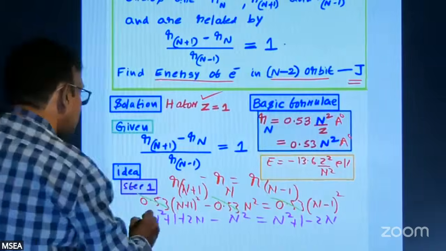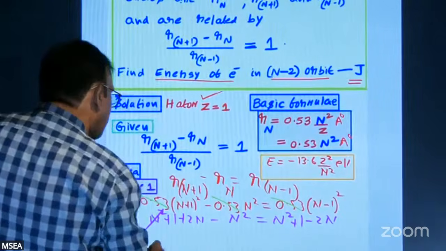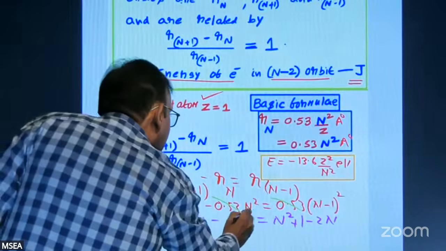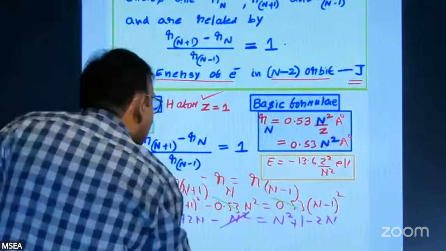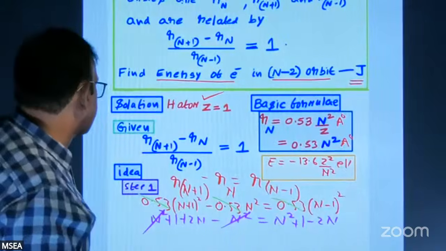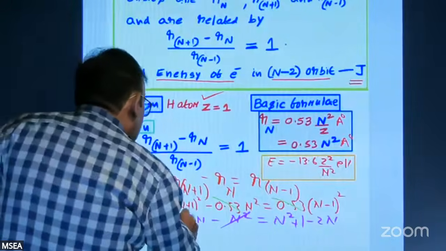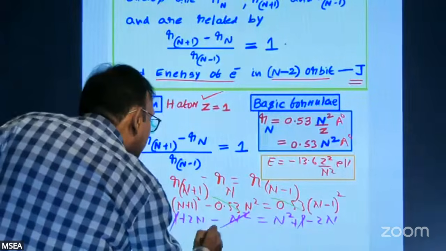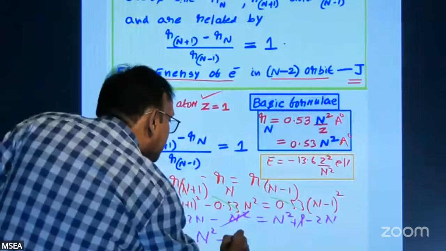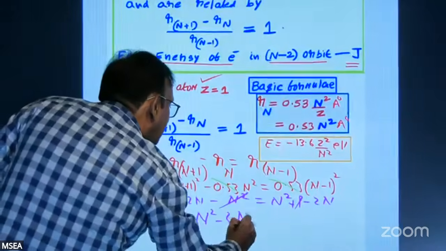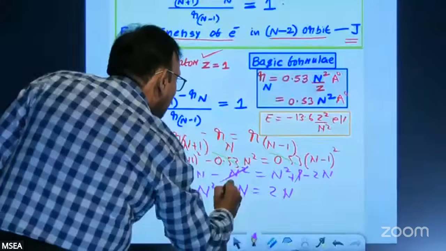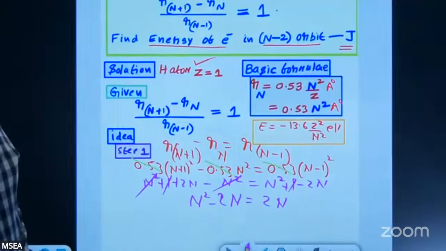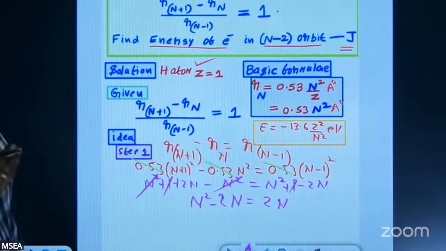What is the next step then? This n square can happily be cancelled. Then you can cancel this 1 with this 1. So here you get n square minus 2n, I am writing this term first, is equal to 2n. Some students think they may end up with a quadratic equation. Nothing like that. Very simple solution.